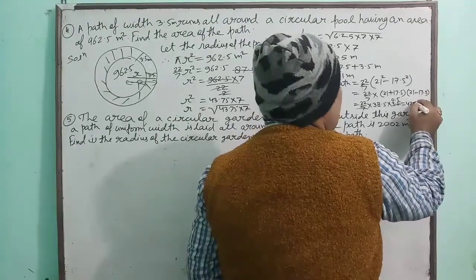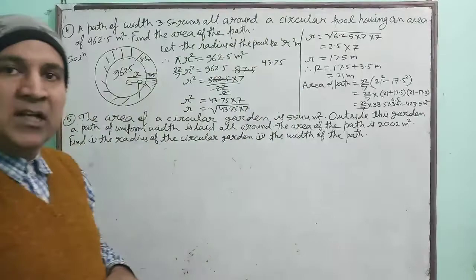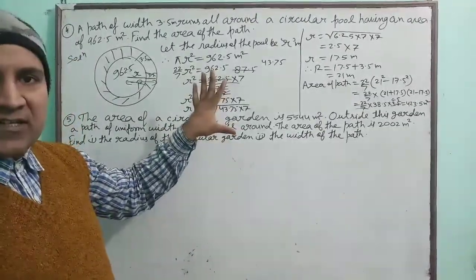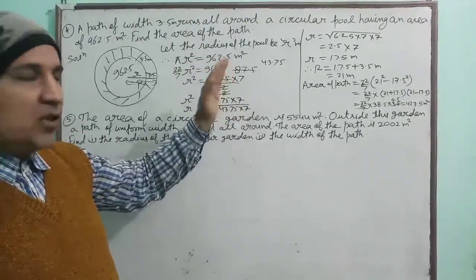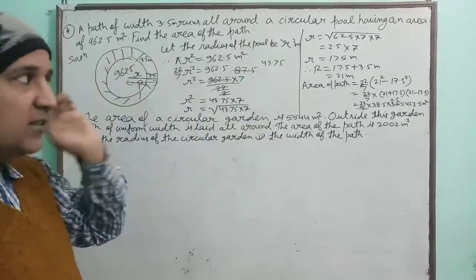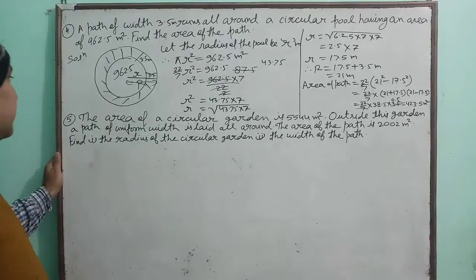Then it will be 423.5 meter square. Children, calculation once more you will check. But see the process. The important point is the method. Because calculation you can do 1, 2 or 3 times. But if you learn the method, then only you can solve the question. Okay. Now see the last question of the day.